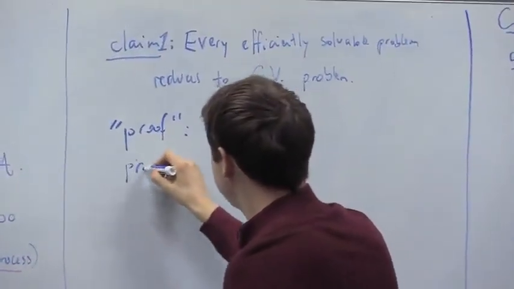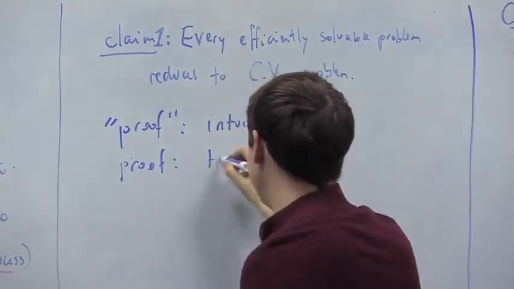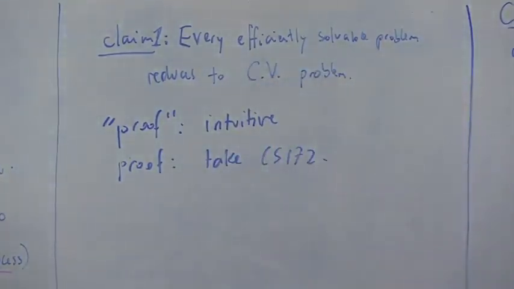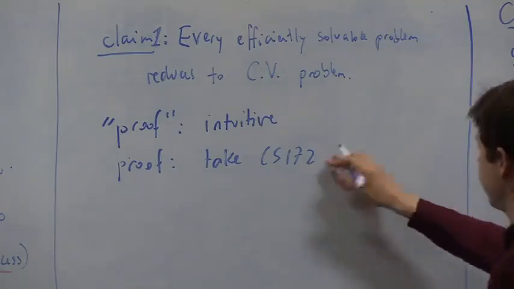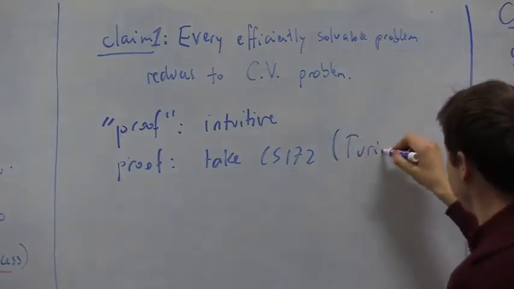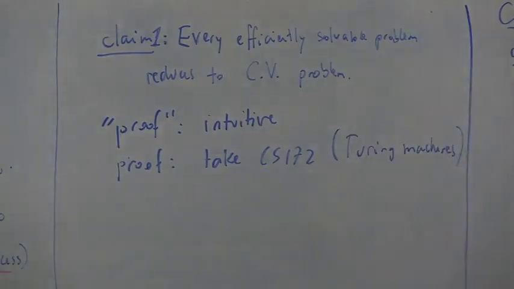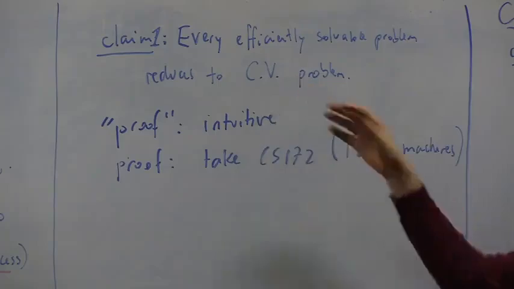So for now, the proof is intuitive, and the real proof is to take CS172 when it is offered. This involves Turing machines and having a mathematical understanding of computation models. So again, another way to view it is that every time you're solving a problem, you're implicitly finding a reduction to the circuit value problem. Okay, that is what is happening.